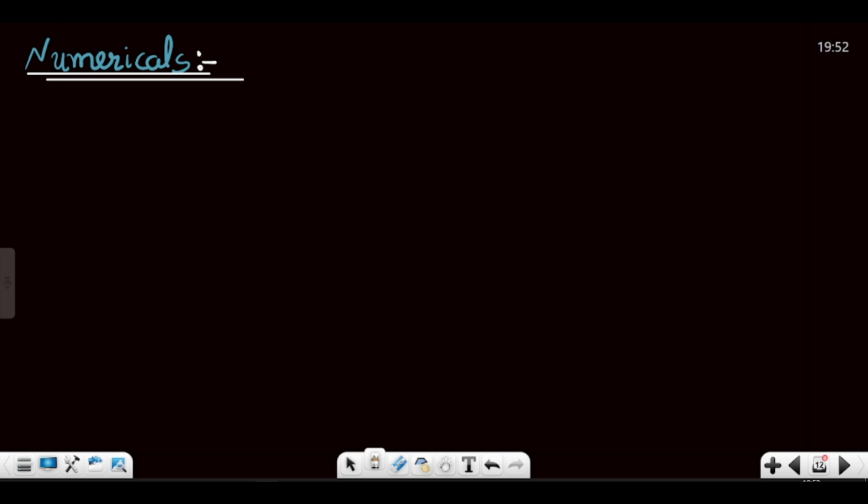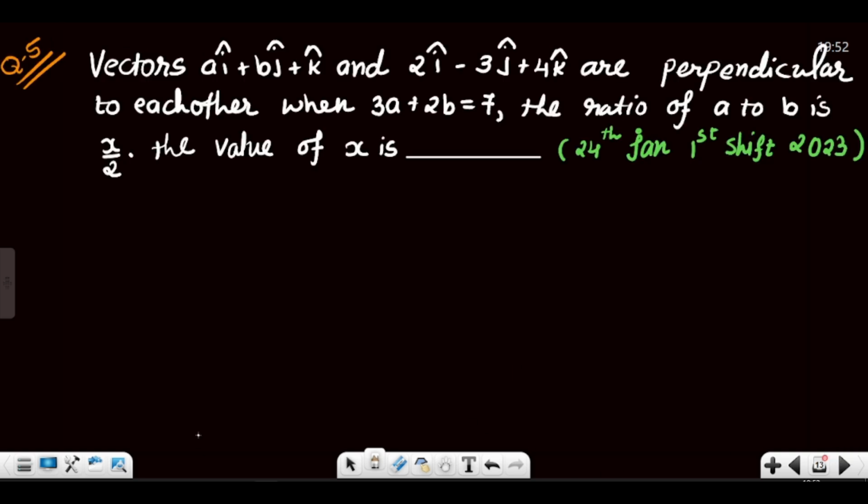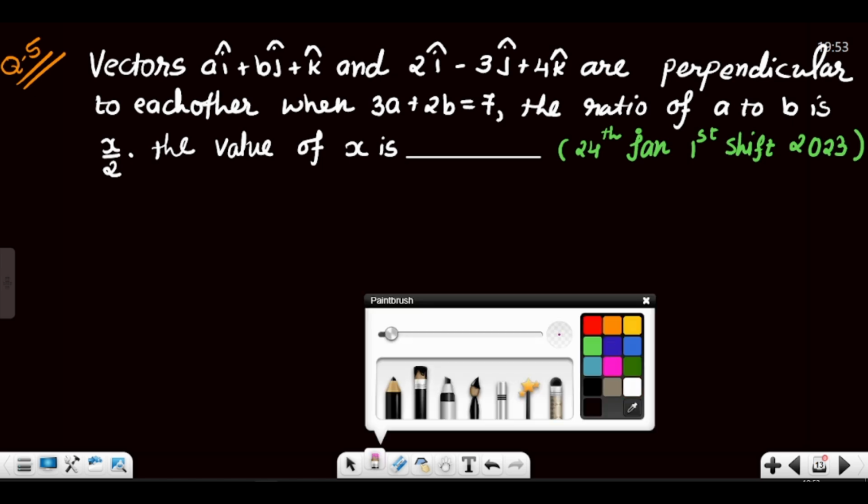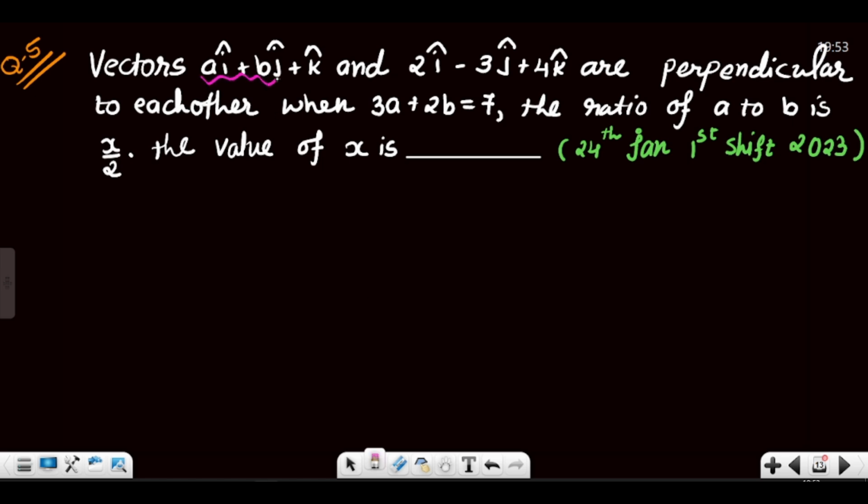Now the MCQs are over in year 2023. Now it's time for the numericals in year 2023. Okay, let us see. Here we have two vectors, and these vectors are perpendicular to each other. When 3a plus 2b is 7, find the ratio of a and b. We have two vectors, similar to the previous question, ai cap plus bj cap plus k cap, and another is 2i cap minus 3j cap plus 4k cap.